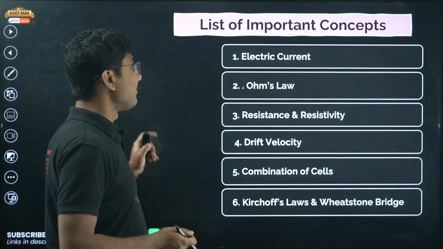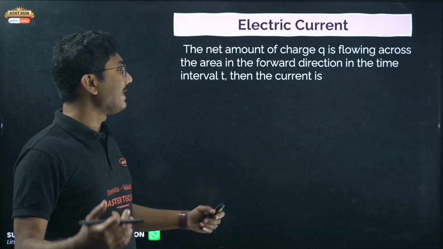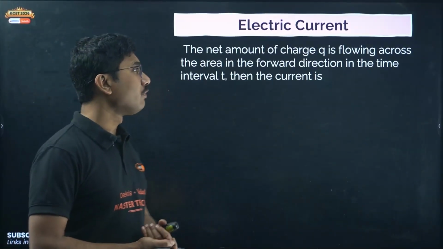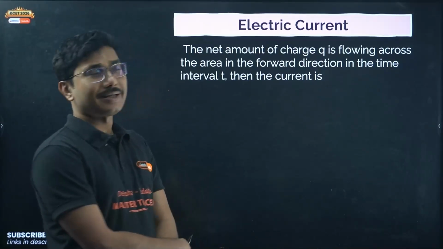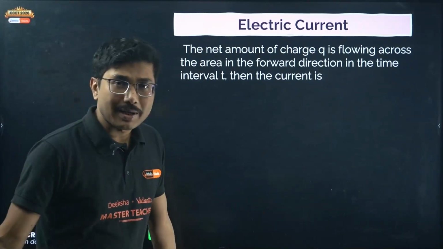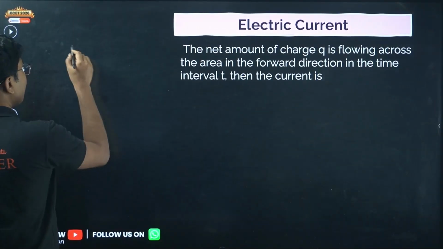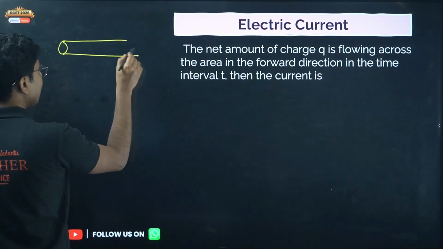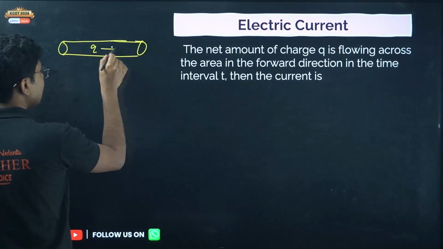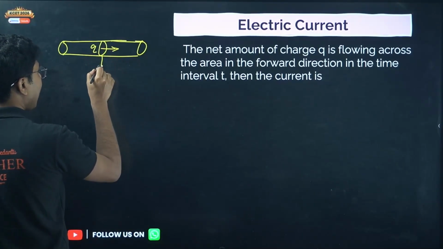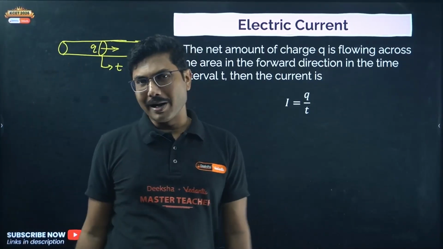So let's start. First we will start with electric current, as obvious as that. The net amount of charge q flowing across the area in the forward direction in the time interval t, then the current is given by, what is current? Suppose we have a conductor through which we are allowed to flow some current. Then what is the current? Suppose a small amount of charge is passing through this area in time t, then the current is given by I equals Q by t.